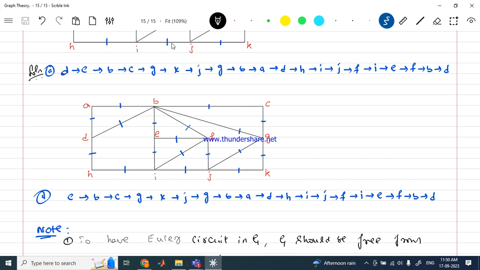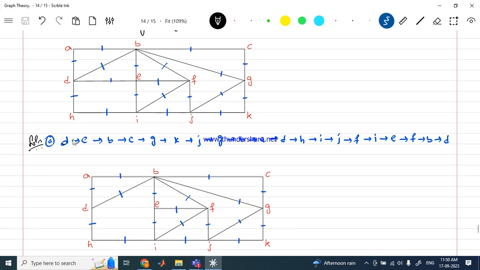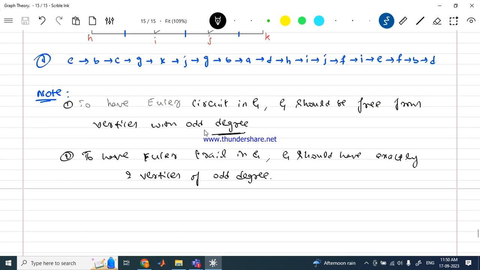And in the circuit case, you can have the Euler circuit starting from any vertex. I started with D here, right? You need not start from D. You can start from I, you can start from J, you can start from any vertex, and end with the same vertex by moving through all the edges exactly once. The basic expectation is that every vertex should have even degree so that you can have an Euler circuit. If you have exactly two vertices of odd degree, you can have an Euler trail in that case.